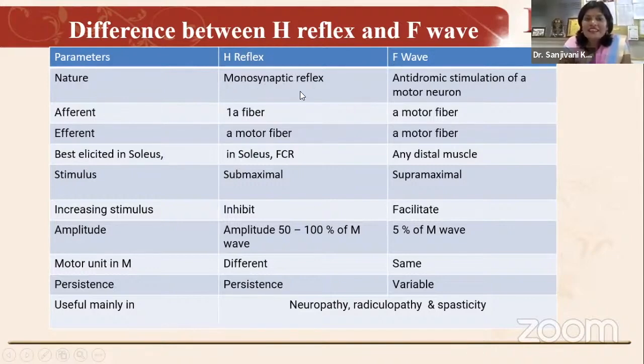The H reflex is a reflex, so it is a first stage fiber which carries, and the F wave is purely motor. The H reflex is afferent and efferent, a first stage fiber and motor neuron, whereas here both are motor.